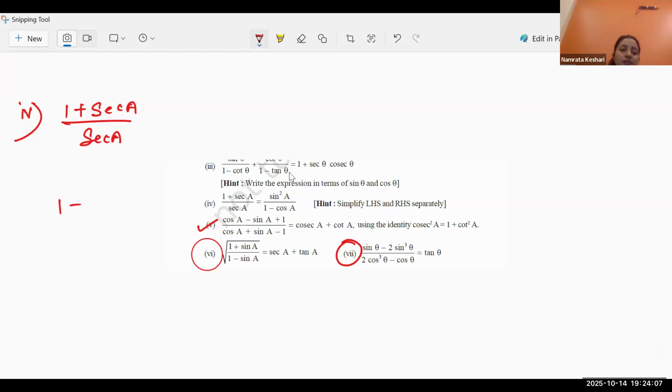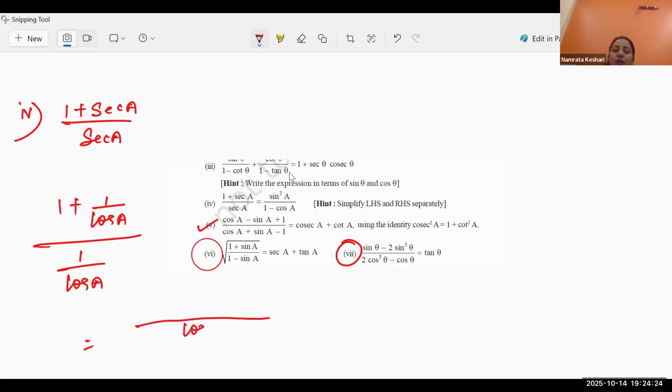So 1 plus sec A will be 1 plus 1 by cos A, and divided by sec A, which will be 1 by cos A. Now I can see we can simplify the numerator. When we take the LCM in the numerator, it will be cos A, and the numerator's part will be cos A plus 1, divided by 1 by cos A. Is it clear so far? Is it making sense?